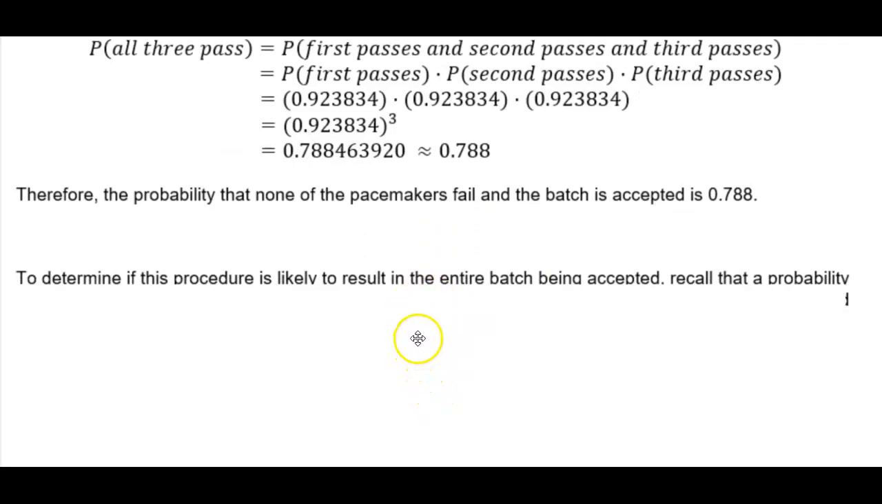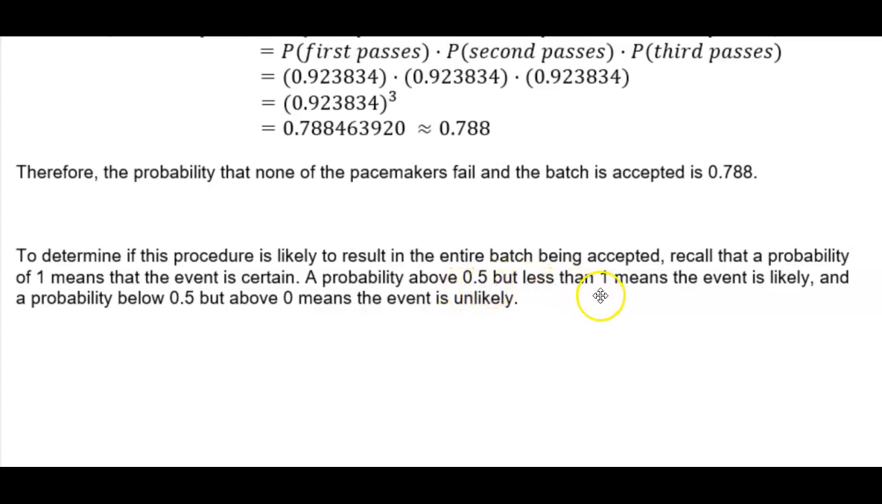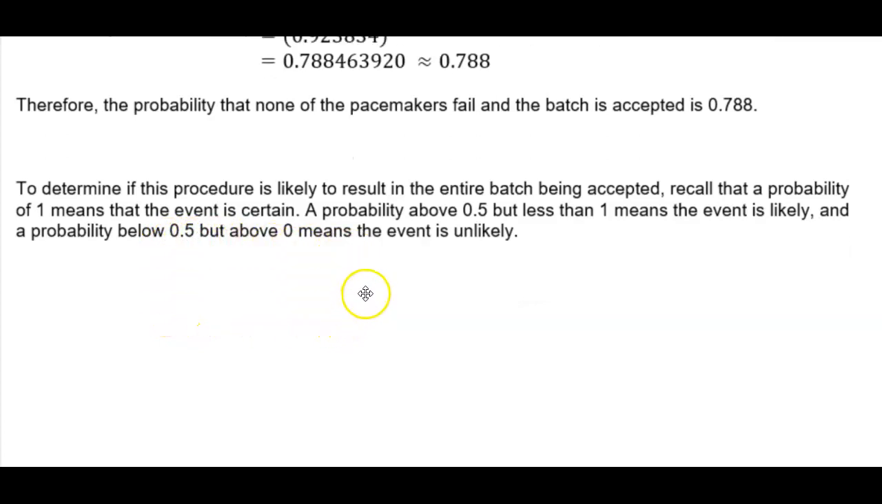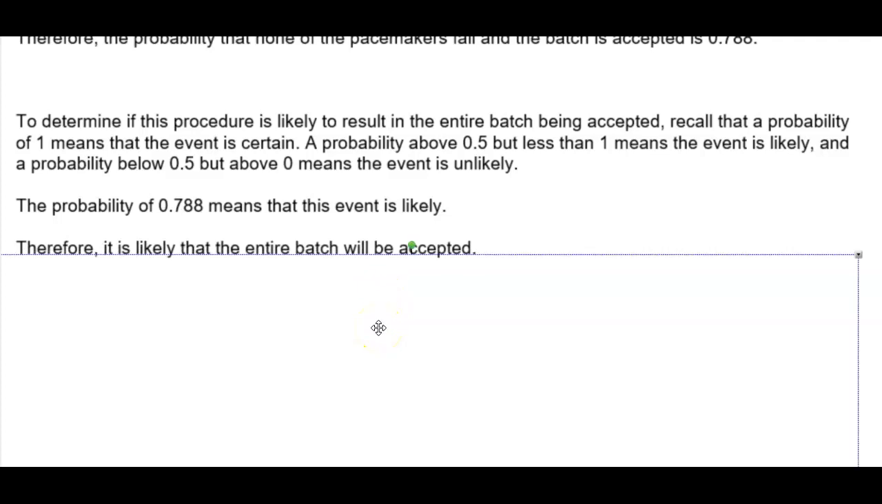Now, to determine if this procedure is likely to result in the entire batch being accepted, recall that a probability of 1 means that the event is certain. A probability above 0.5 but less than 1 means the event is likely, and a probability below 0.5 but above 0 means the event is unlikely. So the probability of 0.788 means that this event is likely, and therefore it is likely that the entire batch will be accepted.